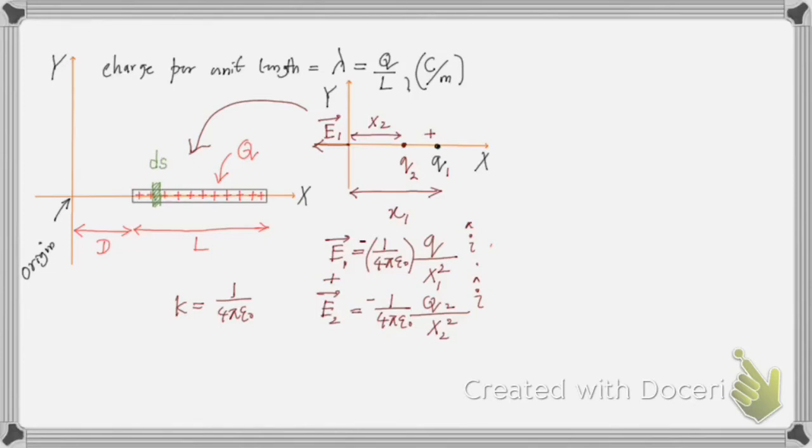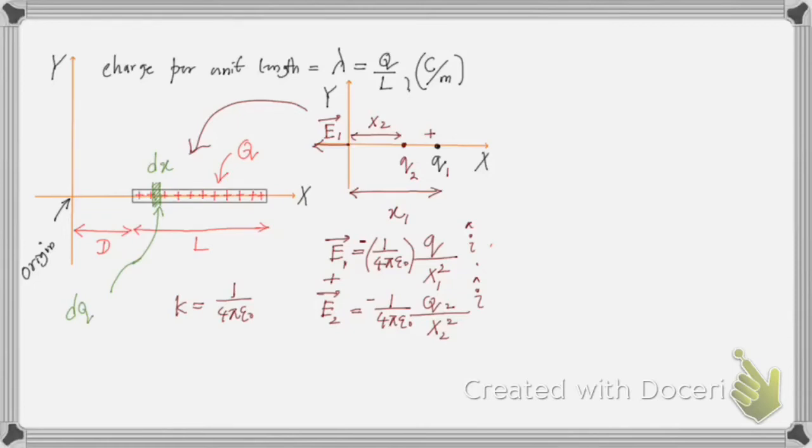The length of that element, let's take that as dx. Length is dx. And the amount of charge on that small element, let's call it dq. Now how do you find the dq?